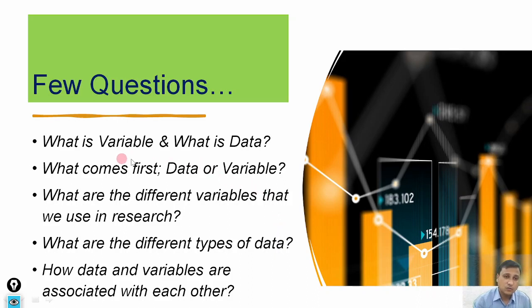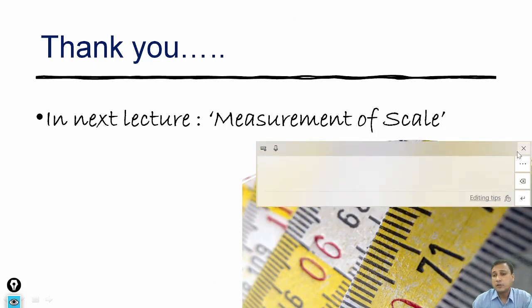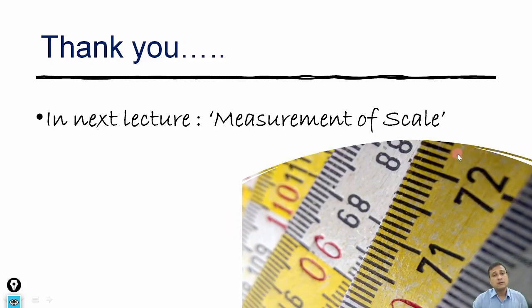And the questions are: what is variable and what is data? We have seen. What comes first, data or variable? Definitely variable comes first, and data is actually made of the different variables. What are the different variables that we use in research? We have seen. What are the different types of data? We have seen. And how data and variables are associated, that also we have touched upon. So here is the last slide of this lecture. In the next lecture, we'll go for the measurement of the scale.